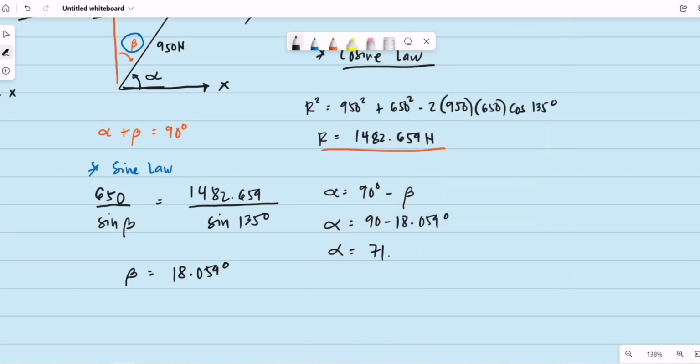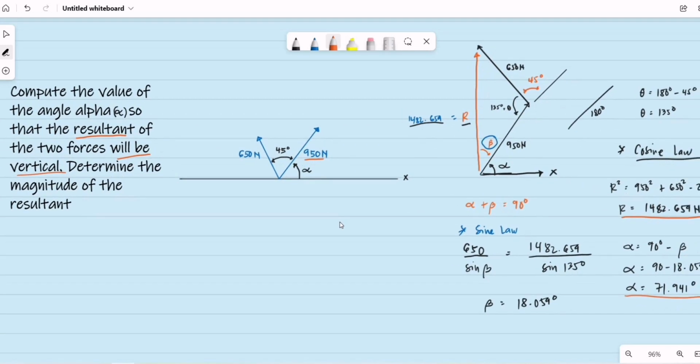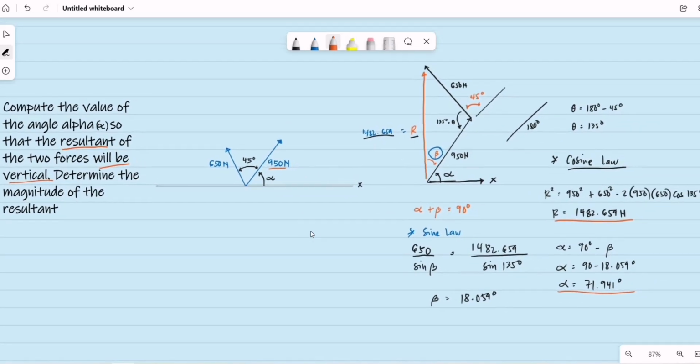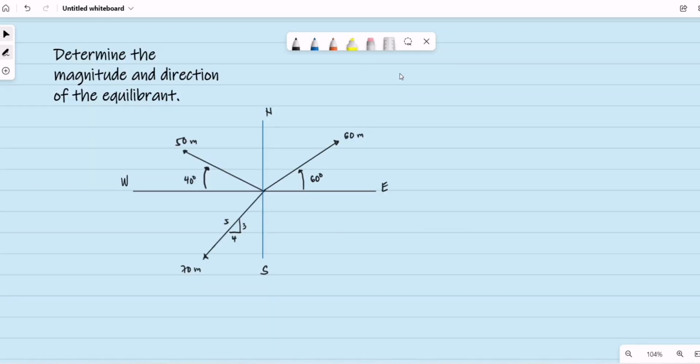So this is 71.941 degrees. So these are our answers for this example. So again, this is a vector problem using the triangle method. Okay, so let's have another example.